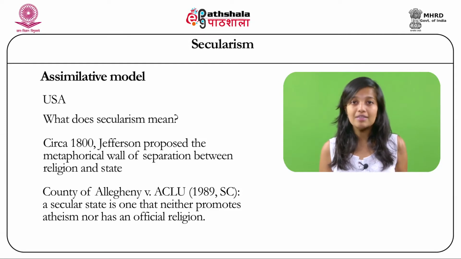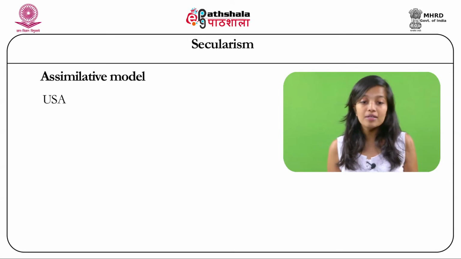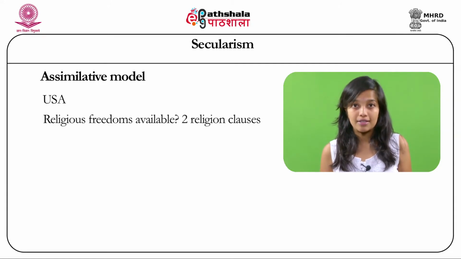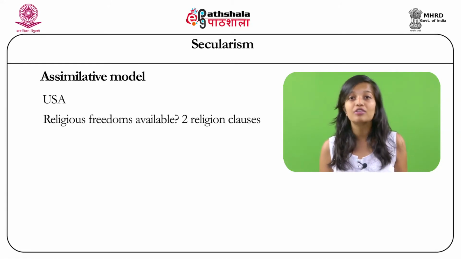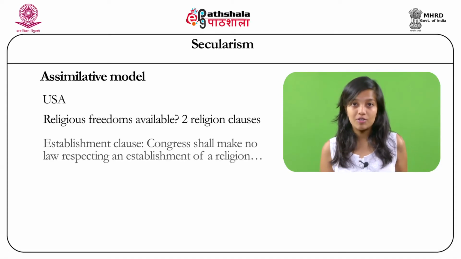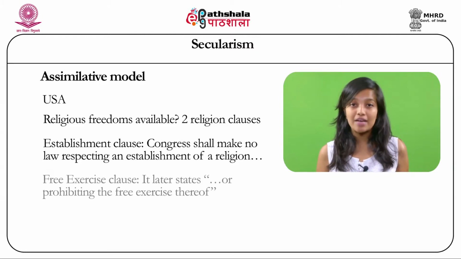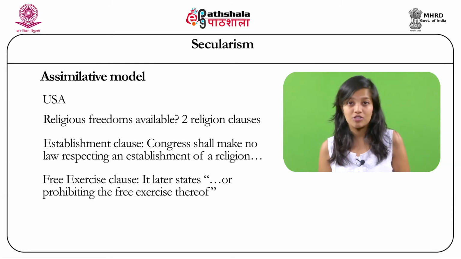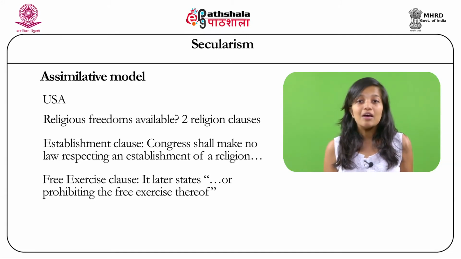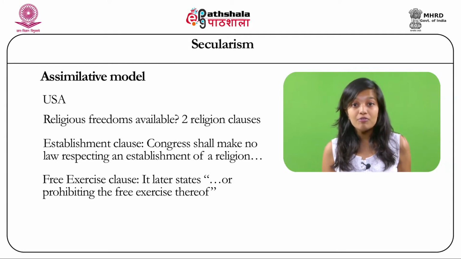So we note that there is the absence, unlike in the case of Canada, of a requirement that certain religious principles, practices, and beliefs be accommodated actively by the state. What is the law relating to religious freedom in the United States? Within the Bill of Rights, there are two relevant religion clauses. The first is called the Establishment Clause, and it reads that Congress shall make no law respecting the establishment of a religion. The second is called the Free Exercise Clause, and it continues from the Establishment Clause, and it says that the Congress can't even prohibit the free exercise of religion.